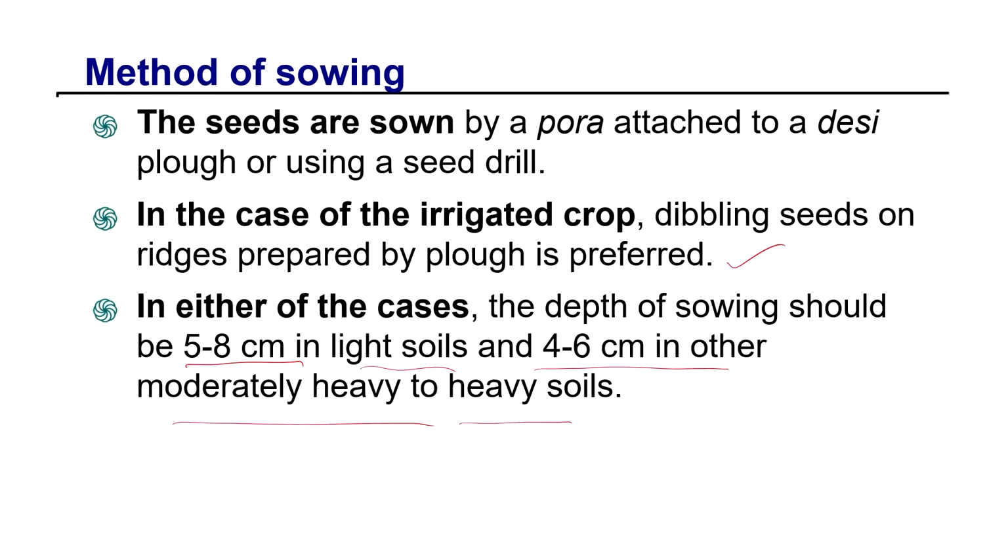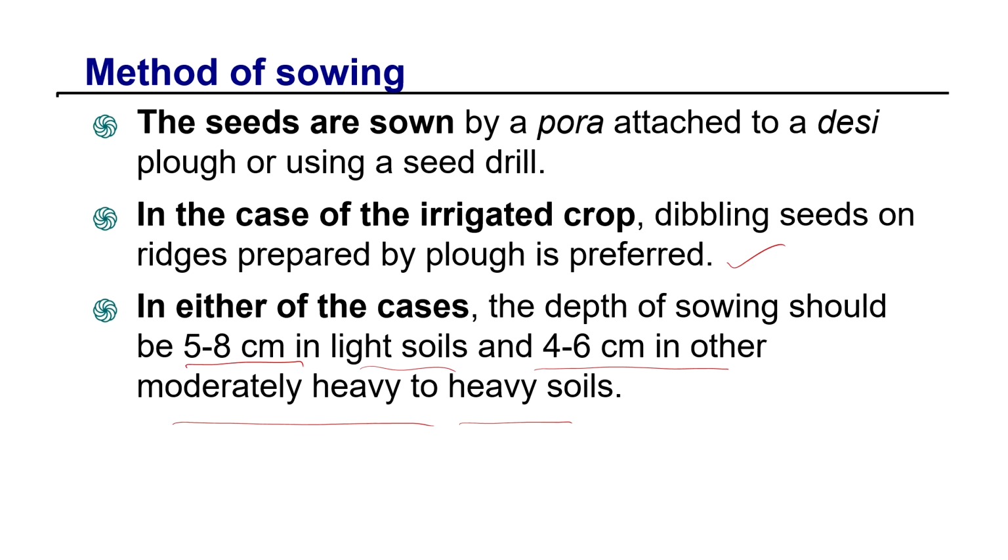Here the sowing depth is also important. You can see in lighter soils, the sowing depth is more, that is 5 to 8 centimeter. But in heavier soils, the sowing depth is 4 to 6 centimeter. What could be the reason?